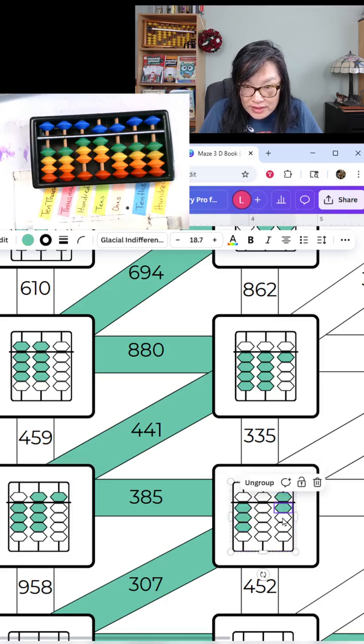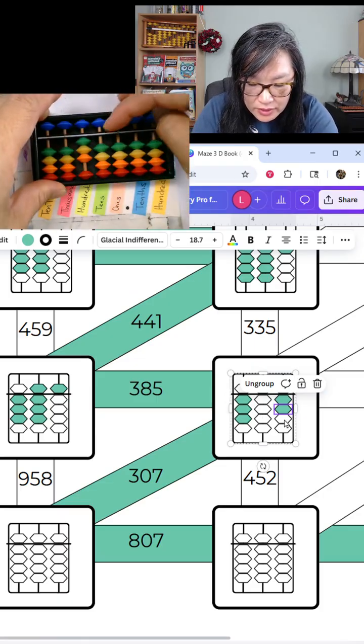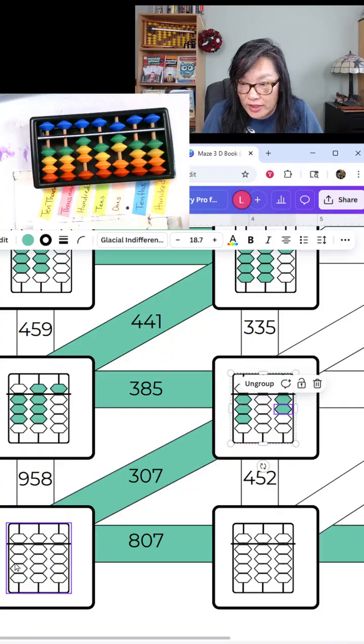So this one is 7. How do I know? Because this is 307. So the previous number will be 307. So when I look on my abacus, it's 307. That's what that looks like. So thank you everybody for joining. I am working on my book.